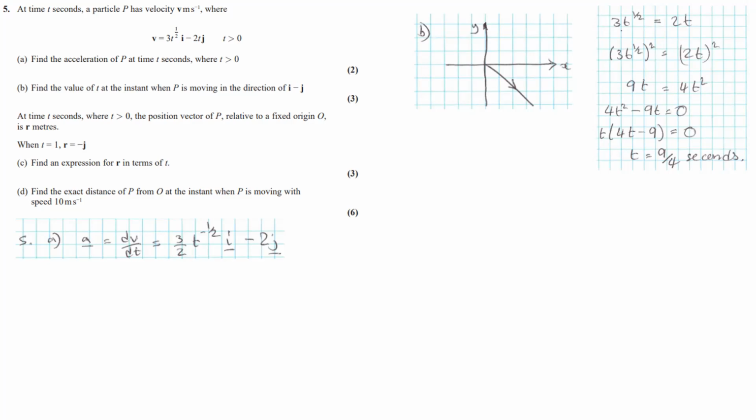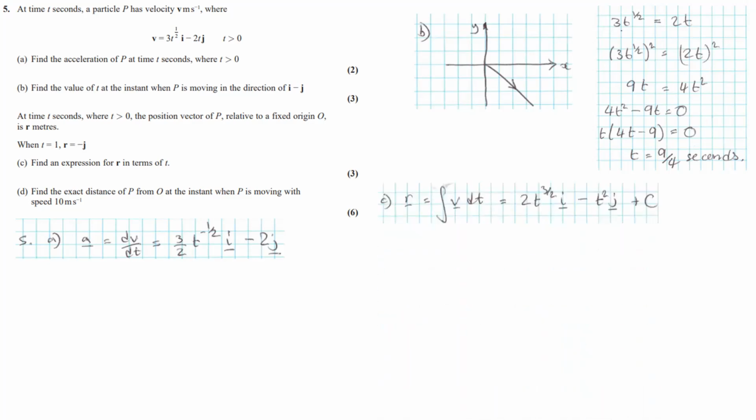And then moving on: at time t seconds, t is greater than 0, obviously, the position vector of P relative to the fixed origin O is r meters. When t is equal to 1, r is equal to minus j. The reason they give you that is that you're going to go from velocity to displacement. You're going to integrate, and when you integrate, you get a constant, and you have to work it out. So that little bit of information, t equals 1, r equals minus j, is to work out the constant.